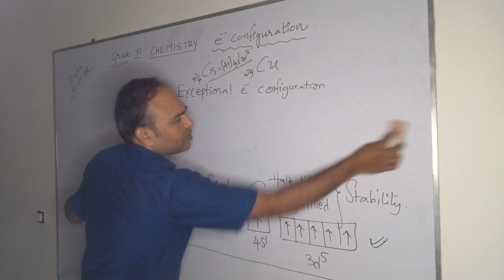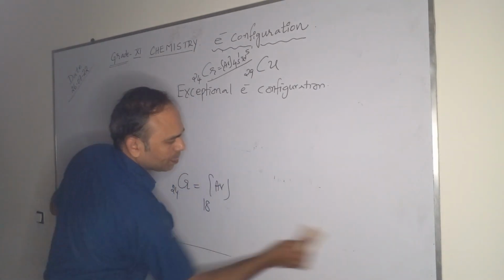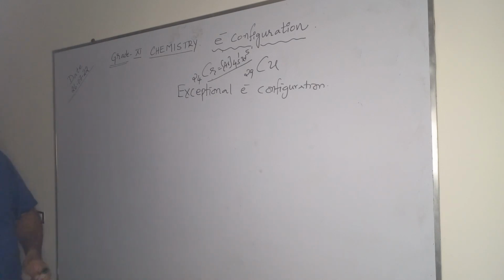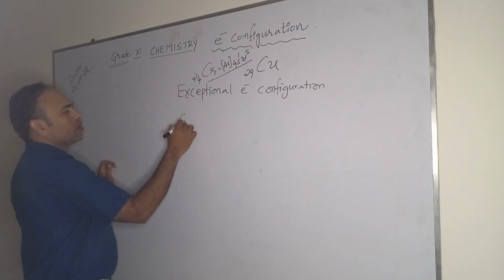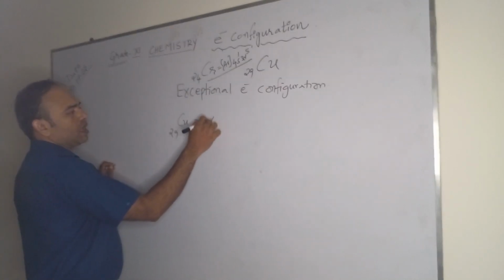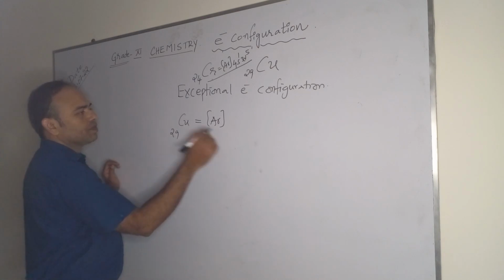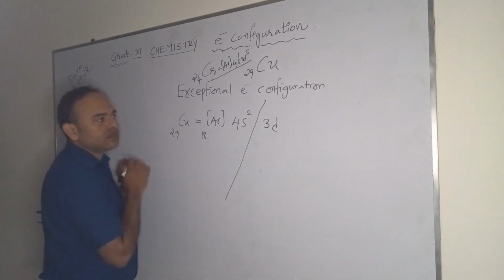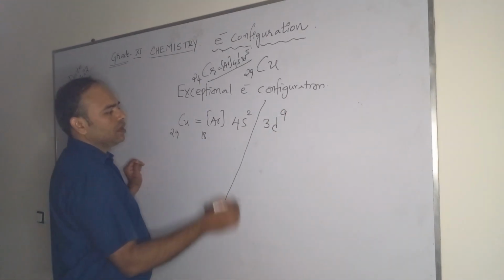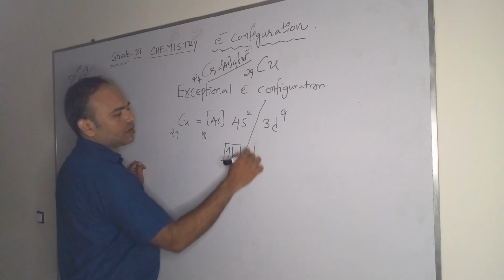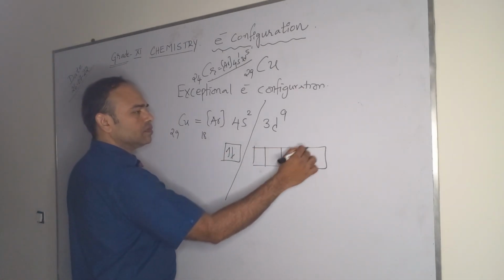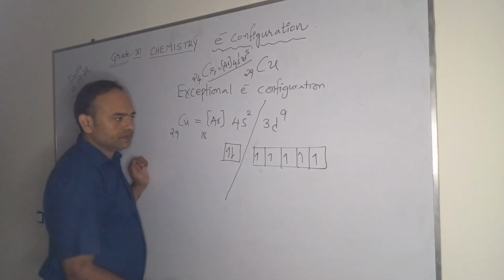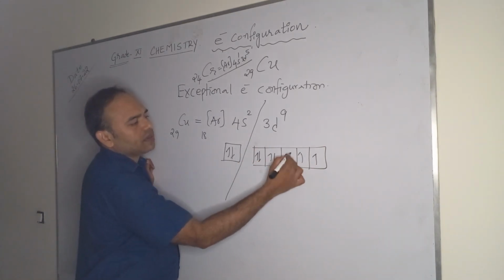Similarly, coming to copper, what is the atomic number of copper? 29. If you follow the rules, what will be the configuration? Argon 18 and here 4s2, up to this 20 electrons are filled, remaining 9, 3d9. So if I use the box diagrams, so 9: 1, 2, 3, 4, 5, half filled. Then 6, 7, 8, 9.